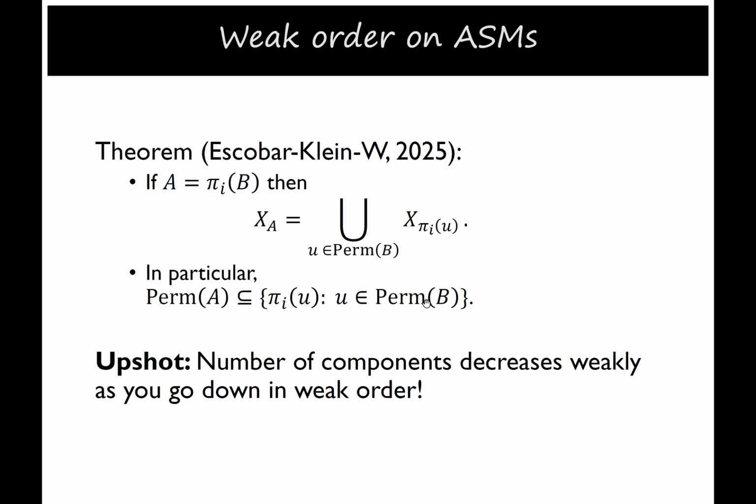So this gives you a nice recursive way to think about perm sets, whereas before, to compute it, you had to take your ASM and go hunting in the ASM lattice, and you might have to pass through a lot of ASMs to find your minimal permutations. This also tells you that the number of components decreases weakly as you go down in weak order. So things get less complicated as you go down.